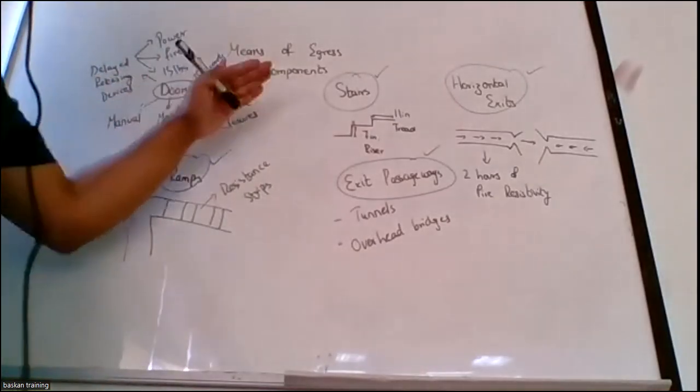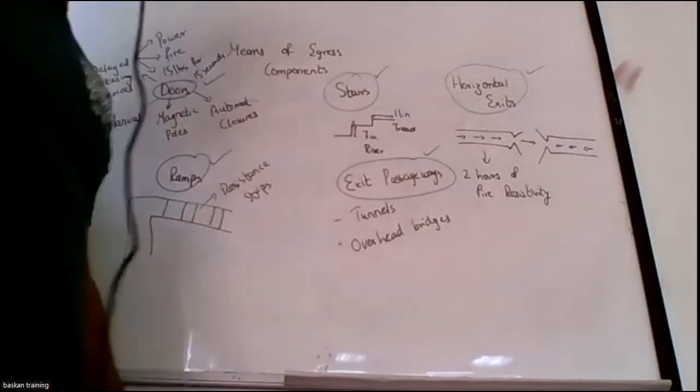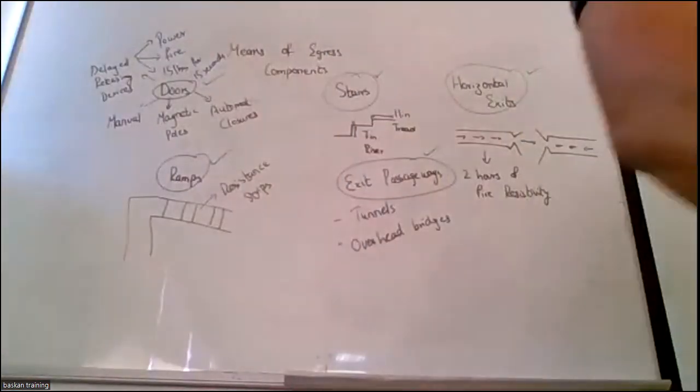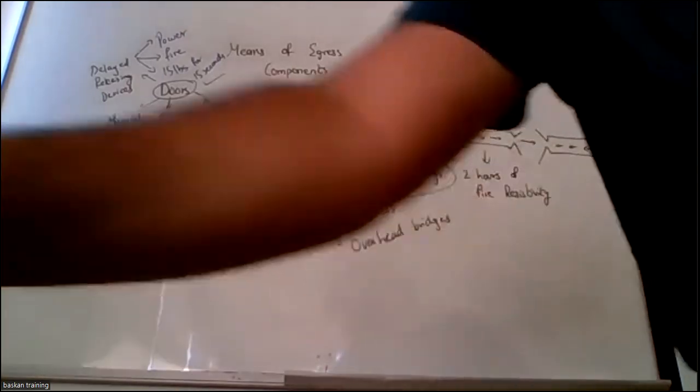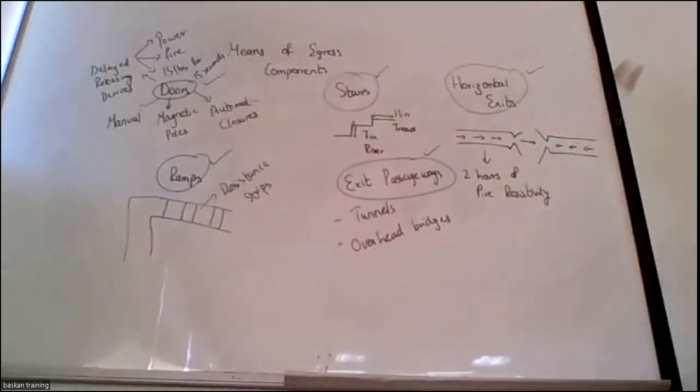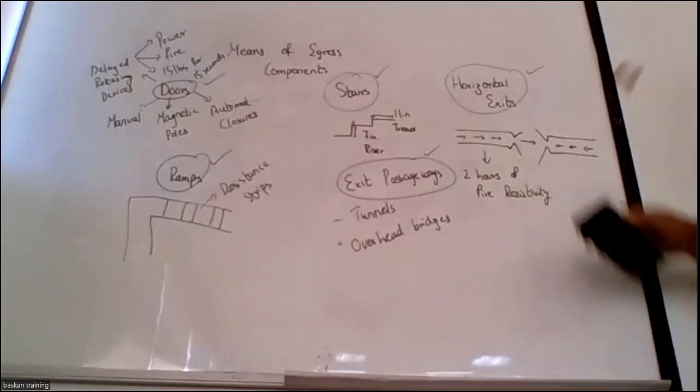Why are we mentioning each and every component as means of egress? Because moving on, we will discuss other components that are not means of egress. In the examination, they may give you a question asking which of these components are means of egress and which are not. These components are means of egress, means of escape. They can be used in case of escape.